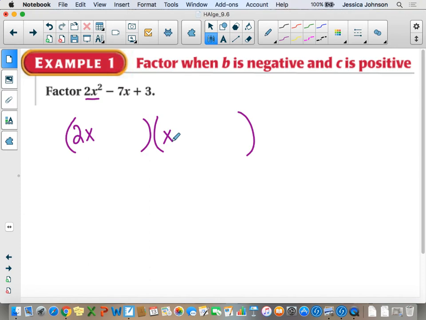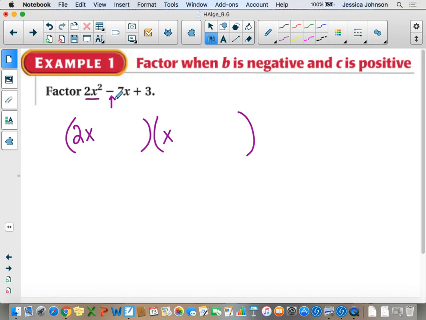Okay, the next step is to look at my c value, positive 3. So to get positive 3, I either need to multiply a positive 3 times a positive 1 or a negative 3 times a negative 1. Looking at this middle term, this 7x has a negative in front of it. So that tells me that it has to be negative 3 and negative 1.